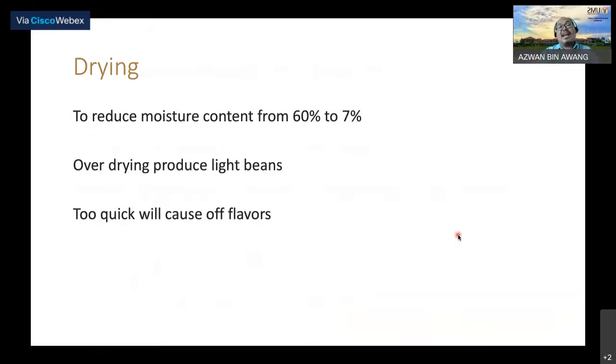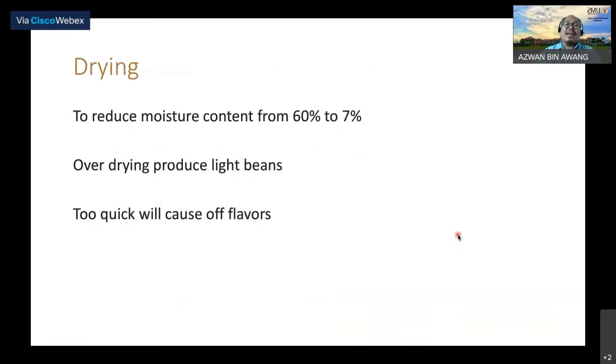Drying is to reduce moisture content. Nampak tadi gambar, right? After fermentation masih basah-basah lagi. So we need to dry, because when there's water, there will be insects as well. There will also be microbes coming as well.